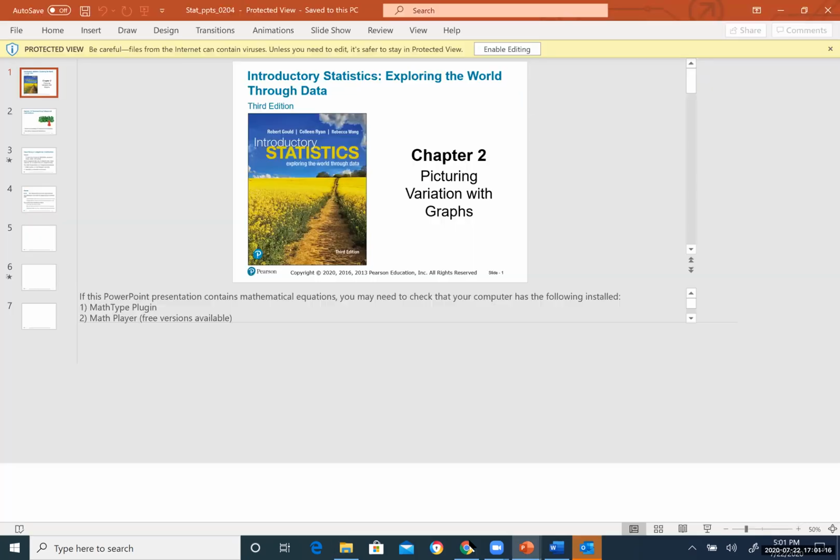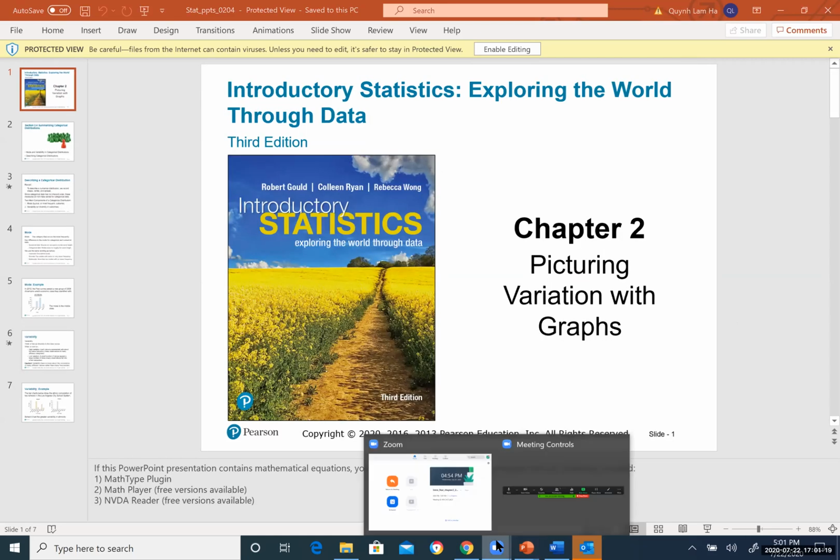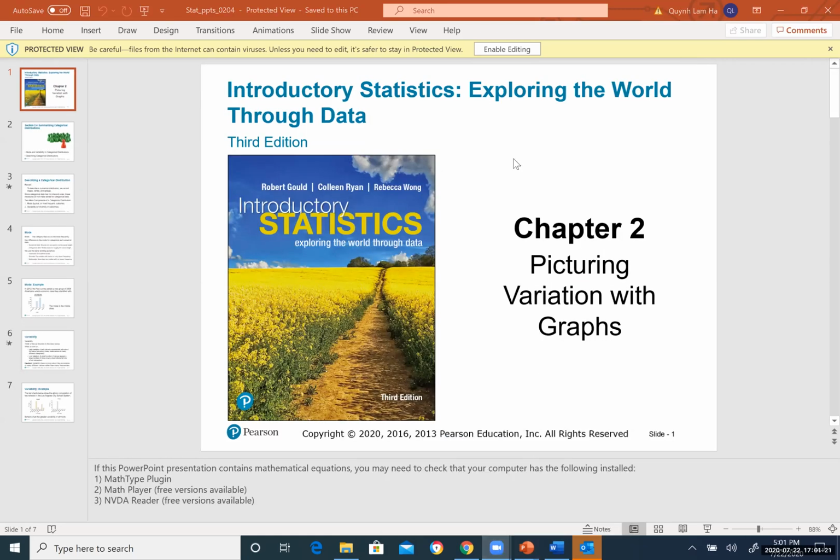Let me go back and double check if I shared my screen already. Let's see, did I share my screen? Okay. I believe so. All right, so let's move on.